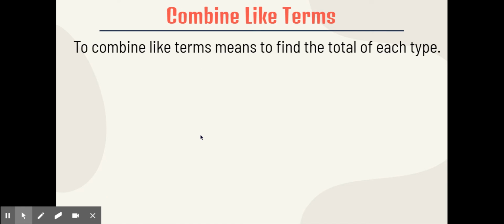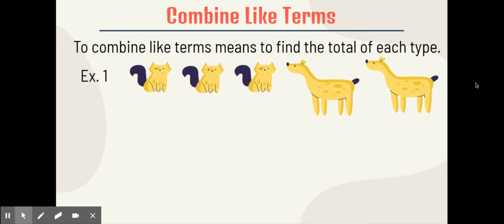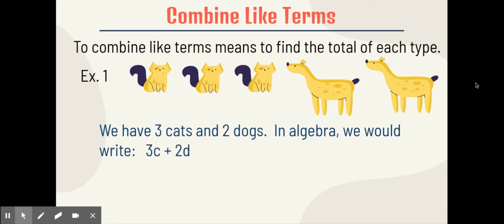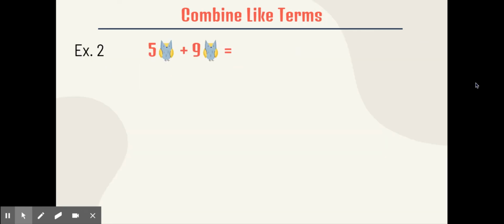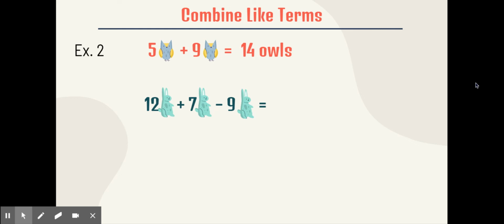To combine like terms means to find the total of each type. So here we have 3 cats and 2 dogs. In algebra, we would write 3c plus 2d because mathematicians don't do words if we can do letters or symbols instead. Here we have 5 owls and 9 owls, so our answer is going to be 14 owls. Here we have 12 rabbits plus 7 rabbits minus 9 rabbits, so our answer is 10 rabbits.